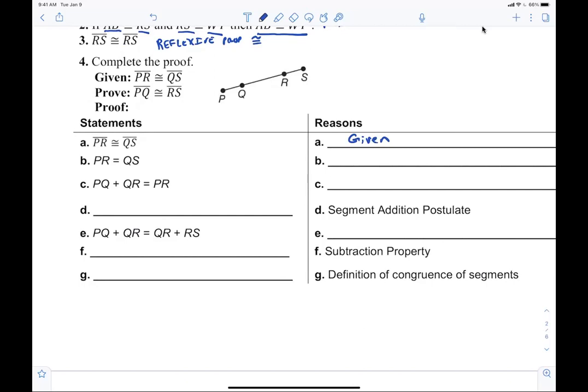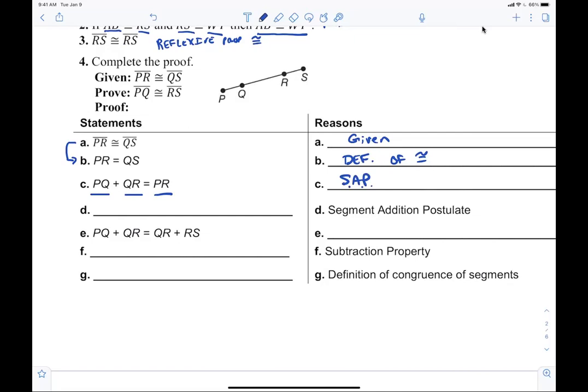Now let's see who remembers why PR is equal to QS. It looks like these things say the same thing, but they don't. Tell me. The definition of congruence of segments. Yes, definition. You can just say definition of congruence. If two things are congruent, their lengths are also what? Equal. Everybody good with that? Now, why does PQ plus QR equal PR? Tell me. You are correct. Segment addition postulate. Very good.